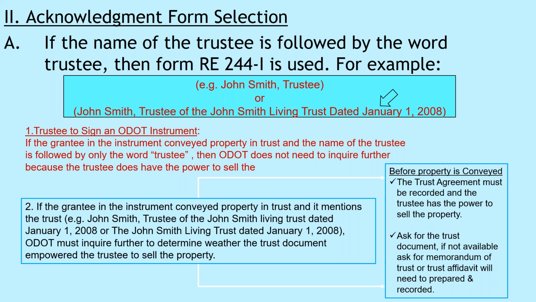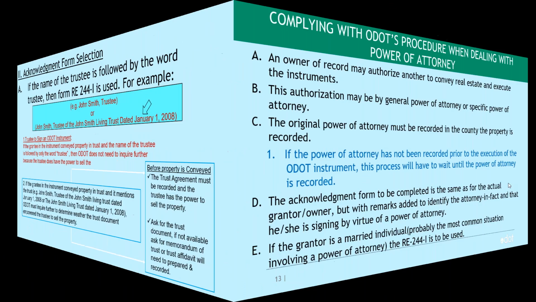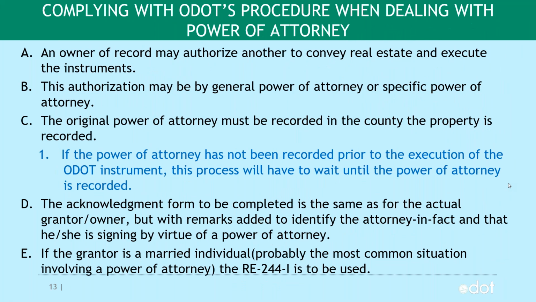So you want to ask for the trust document. And if not available, at least a memorandum of trust or trust affidavit will need to be prepared and recorded. And that's recorder's rules. That's not ours. That's not something ODOT says. It's what the law basically says.